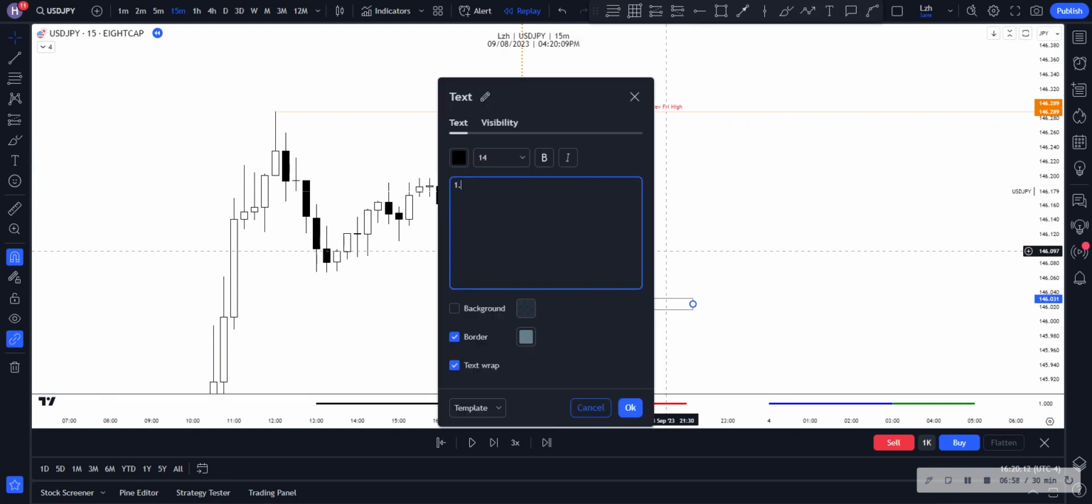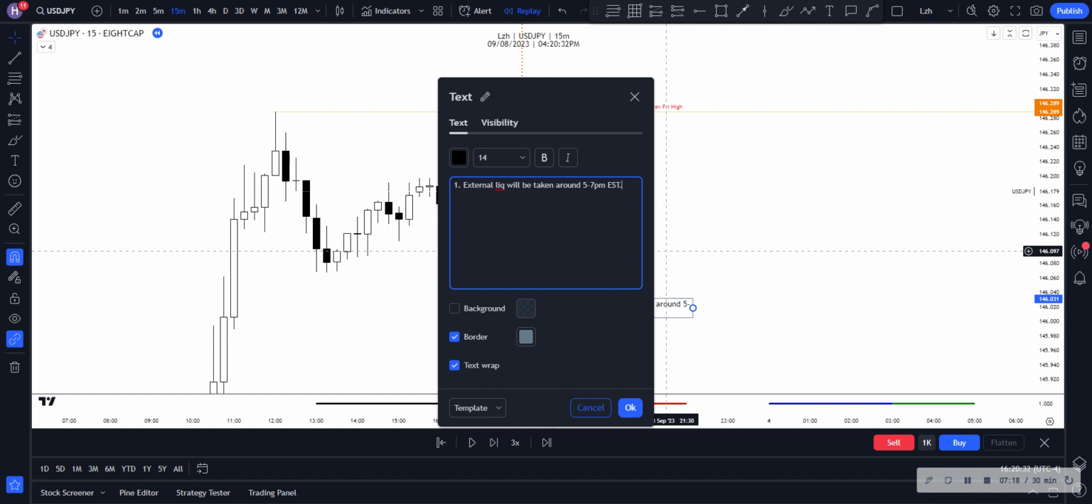So first thing first, usually the external liquidity will be taken around 5 to 7 p.m. Eastern time.